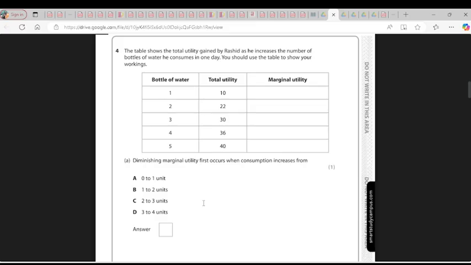The second one will be 22 minus 10, which is 12. 30 minus 22, which is 8. 36 minus 30, which is 6. 40 minus 36, which is 4. So those are the marginal utilities.